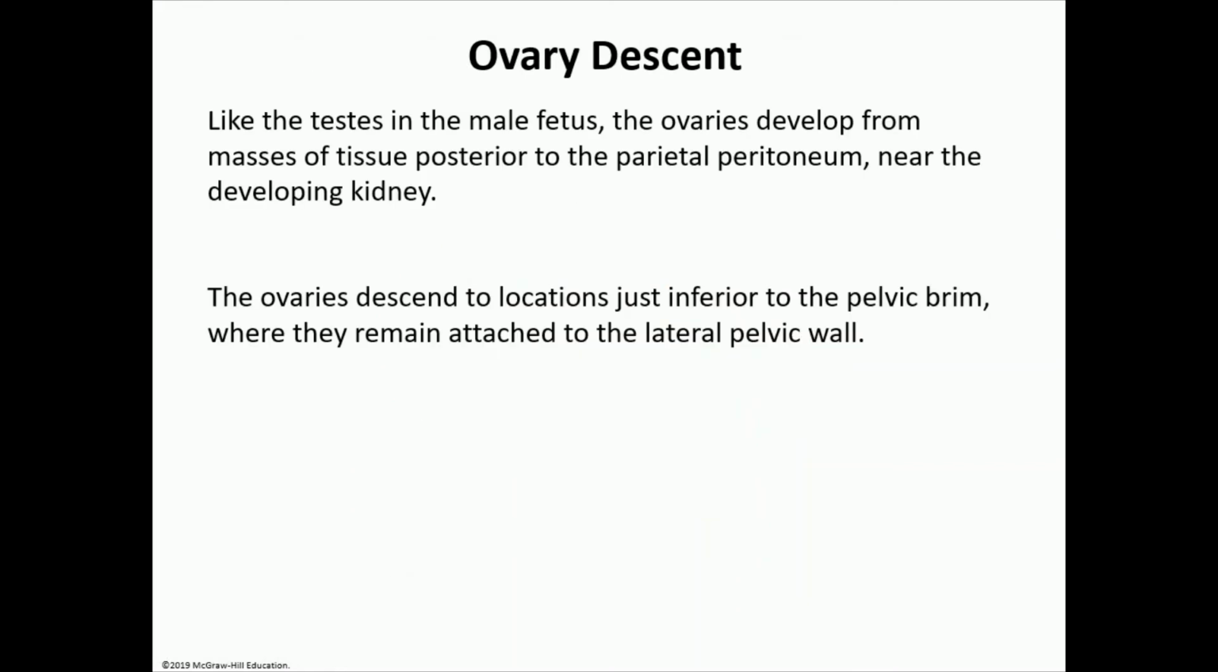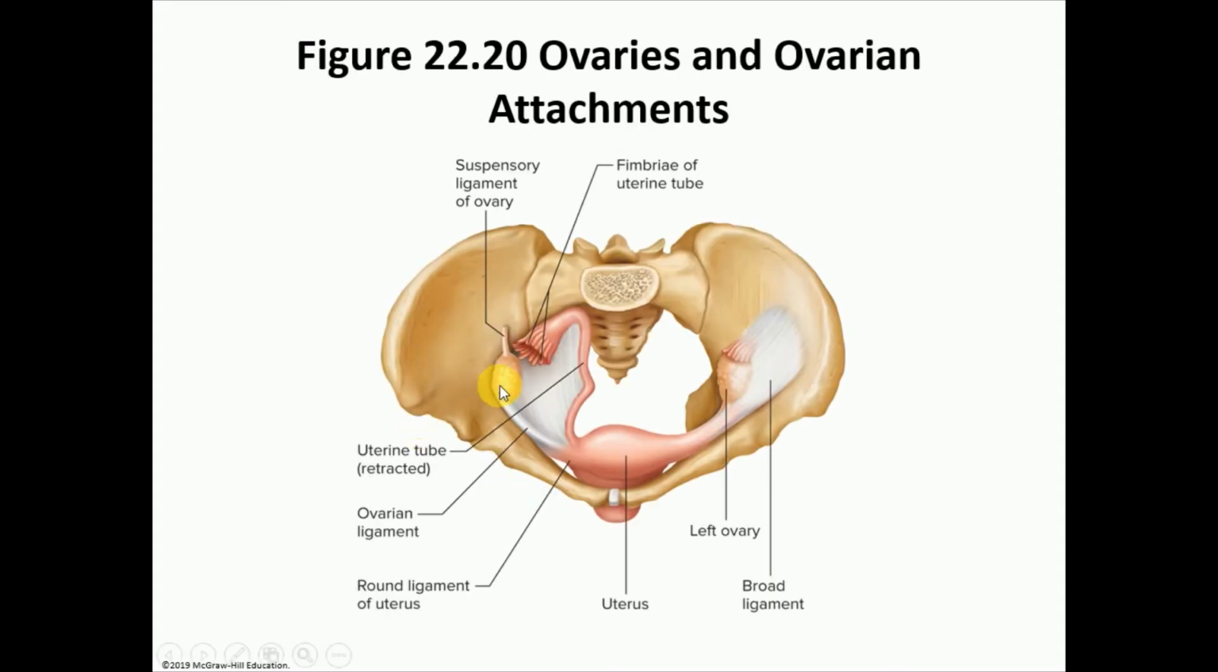The ovaries have to descend as well, just like the testis does. The ovary is also made from tissue that is found very near to the kidney, behind the peritoneum. They need to descend to where they are in the pelvic cavity, but they do not descend out of the pelvic cavity. So unlike in the male system where they descend down to the scrotum, the ovaries go all the way to the pelvic brim.